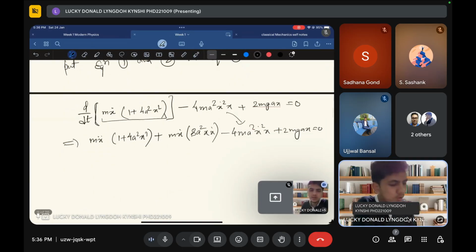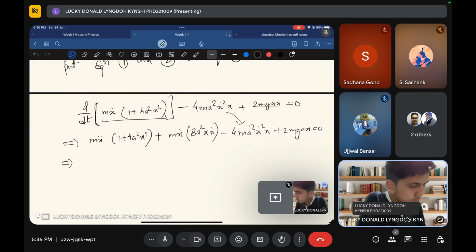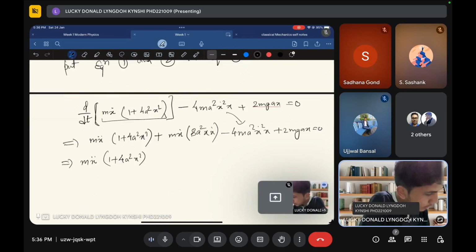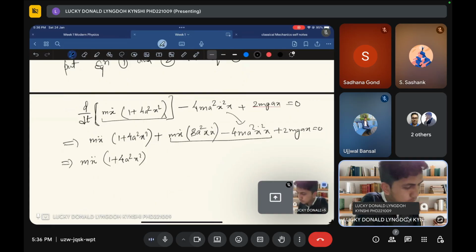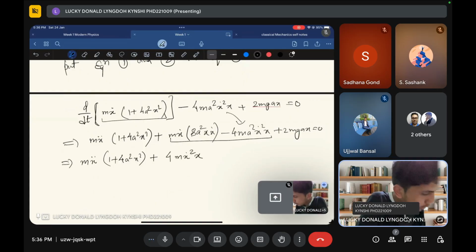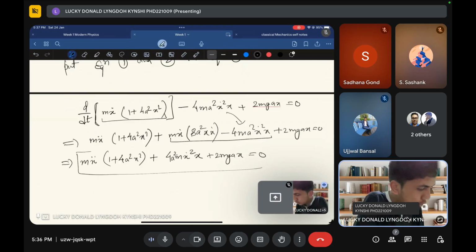Okay, so now this is done. You just need to rearrange and then it will be over. So you can write m x double dot now 1 plus 4 of a square x square. Okay, and these you can subtract because they are all of the same type. So you can write 8 minus 4, it will be 4, and you can take common m x dot square x, and a square also should be there. Yeah, 4a square also should be there, and finally you get 2mgax. So this is in fact your equation of motion.